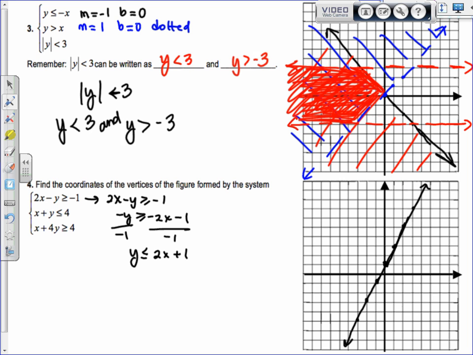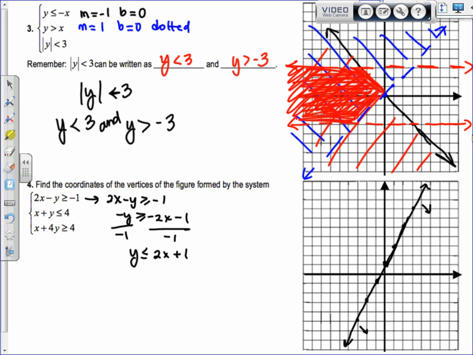Now think about where the shading is. If you have y is less than or equal to 2x plus 1, it's going to be below. So don't do the shading, just kind of do this: less than, below the line. You see it? So now I'm going to be on the right side. All right, now the next one.